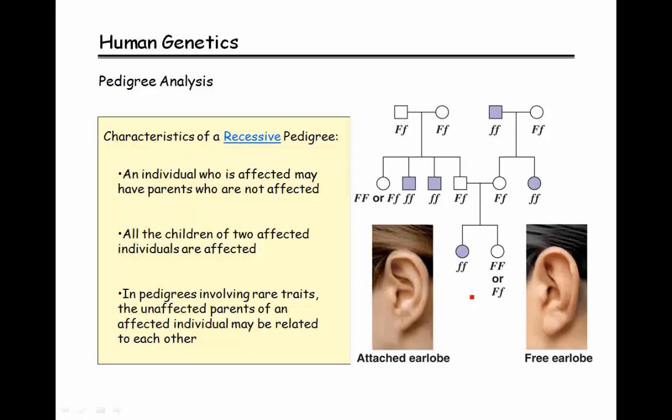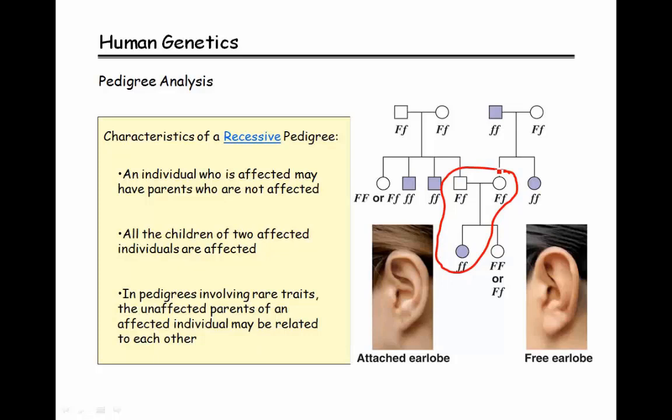For a recessive pedigree, one thing that you commonly see in them, or kind of a dead giveaway, is this right here. You can have 2 parents that don't have it or are not affected. Suddenly we have an offspring that is. So it is possible to have things skip generations when we're talking about a recessive pedigree.